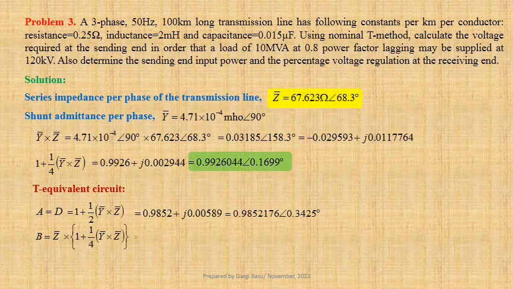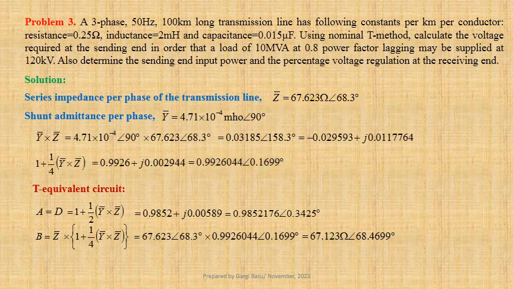Using values we get 67.623 at an angle 68.3 degree into 0.992644 at an angle 0.1699 degree. That gives us 67.123 ohm at an angle 68.4699 degree, and C equals Y, that is equal to 4.71 into 10 to the power minus 4 mho at an angle 90 degree.